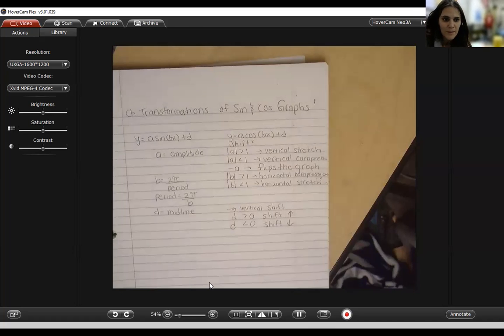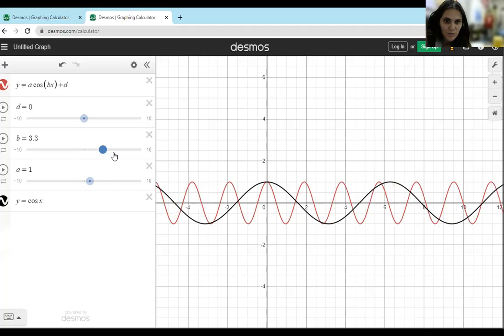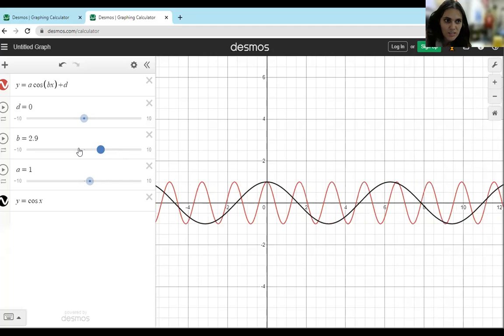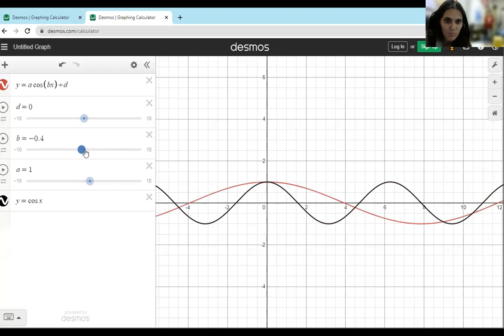I messed up. Let me go back. As b gets bigger, we have that horizontal compression. As b gets smaller, our b values will be greater than 0 and between 0 and 1. As we get fraction b values, we have a horizontal stretch. And then look at your notes.